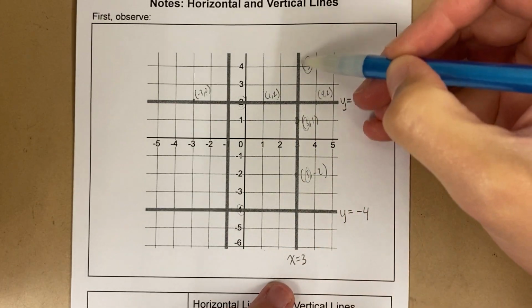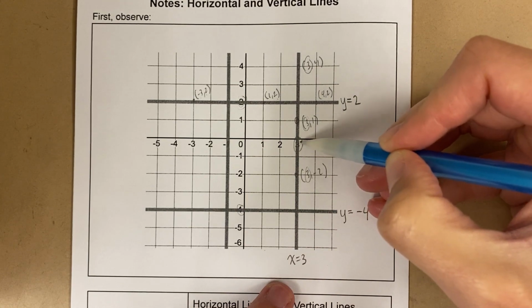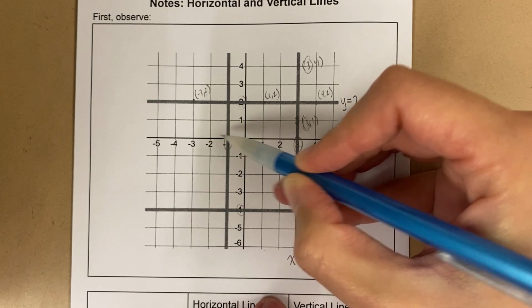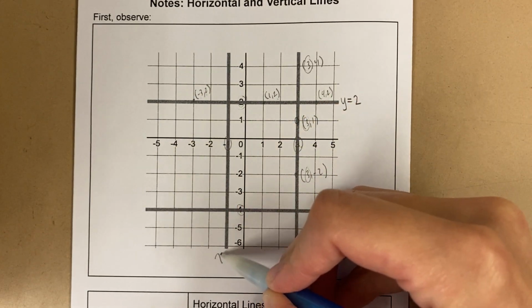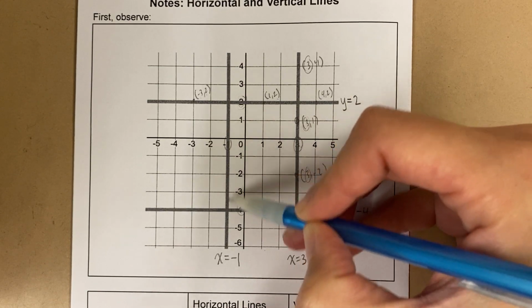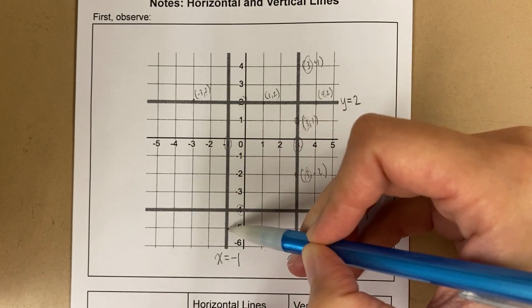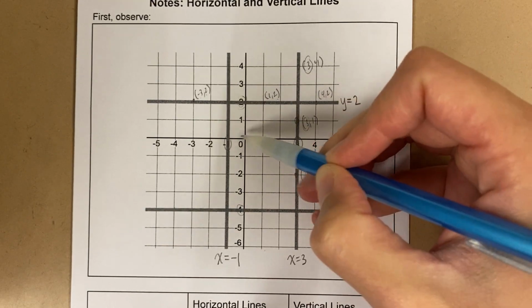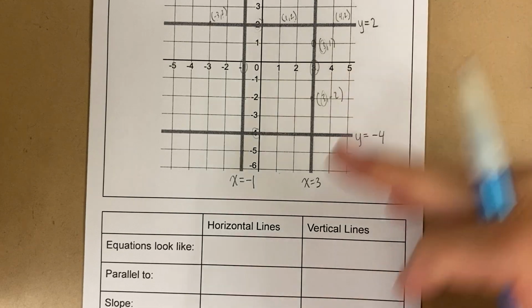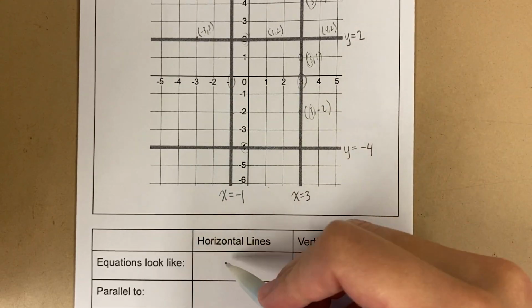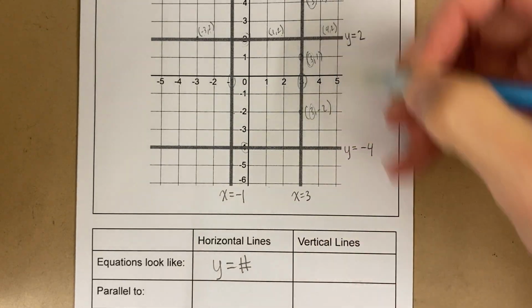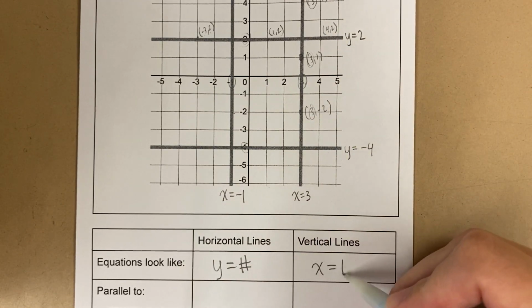I can see that it's a vertical line, and I can see that it hits this x value of 3. Same here: looking on the x-axis, this line hits the x-axis at an x value of -1, and every point on this line has an x value of -1. This is (-1, -5), (-1, 3), (-1, -2), and so on. So some observations that I made: any horizontal line, the equation will look like y = a number, whereas the vertical lines look like x = a number.